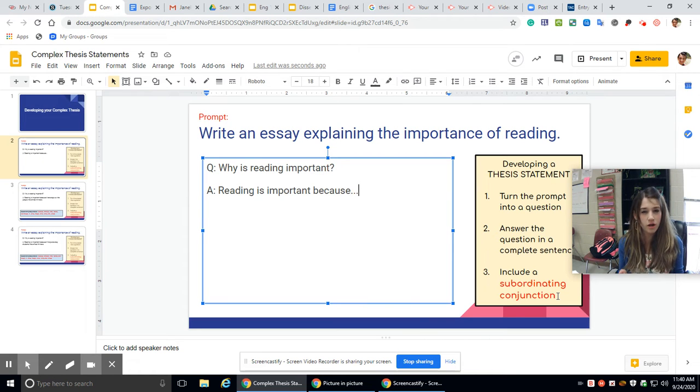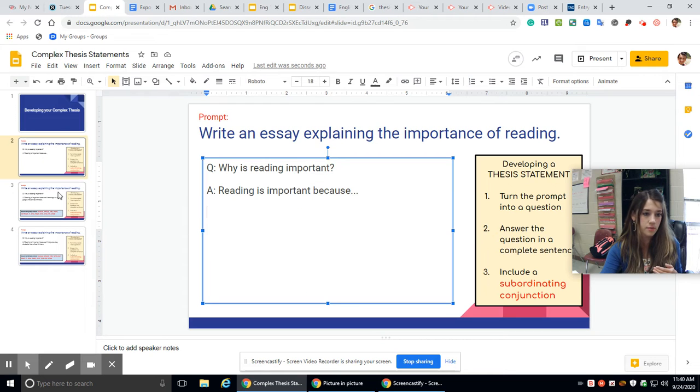Why? Because if you don't add a subordinating conjunction, if you don't make it a complex sentence, you're just going to end up with a really simple, basic statement, and it's really not going to give you any potential for depth or complexity in your essay. Okay, so you don't want to start simple. So you could definitely use because as your conjunction. That will work a lot of the time, but not always, right?